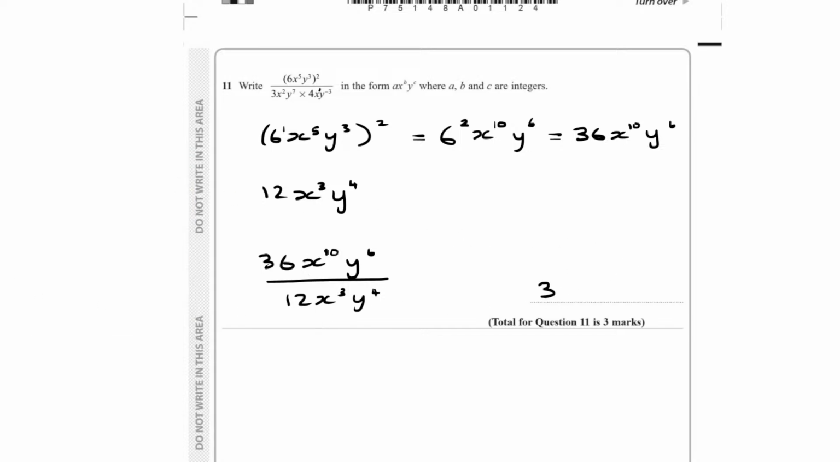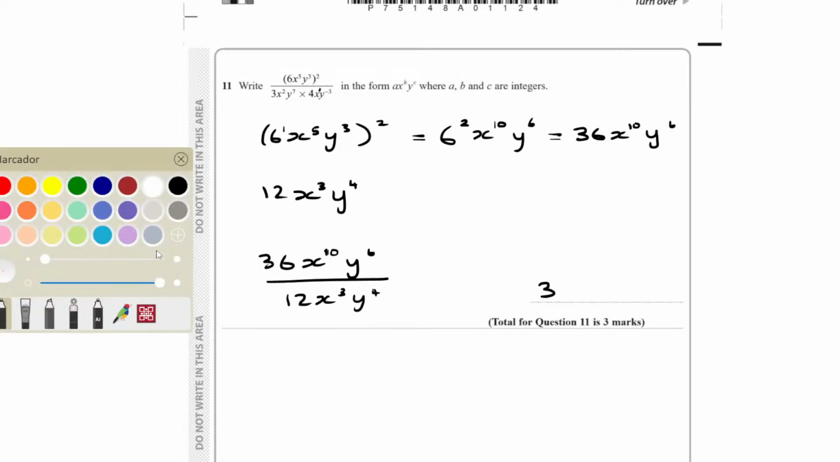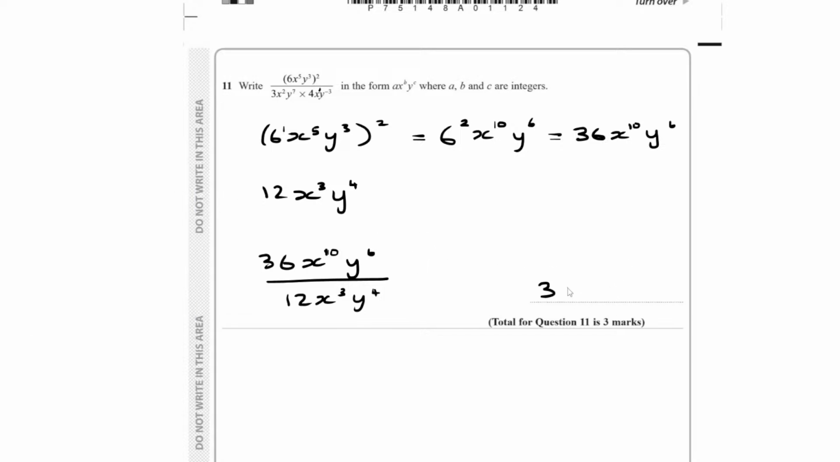Then look at the next column, the x's. Because we've got x to the power 10 and then x to the power 3, when we divide them, that's the second index law, which is subtract the powers, isn't it? So that would be x to the power 7. And then same with the y's. They're both y to the power of something, so when I divide them, I can subtract the powers, which gives me y to the power 2, or y squared, in other words. So you've got 3x to the power 7 y squared. That's your answer.